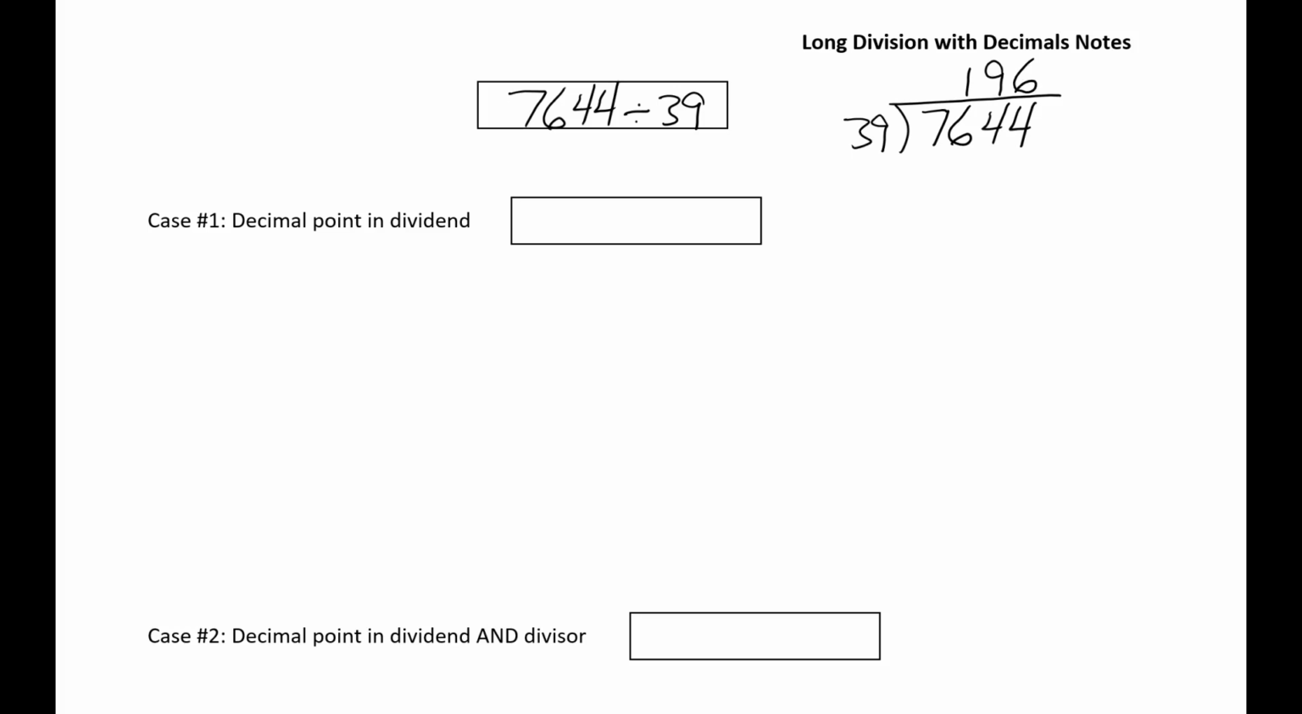And we already know that the quotient for this division is 196. So we're going to use this division problem to look at three cases that cover all of the possible scenarios that involve long division with decimals. So here's case number one, where we have a decimal point in the dividend.